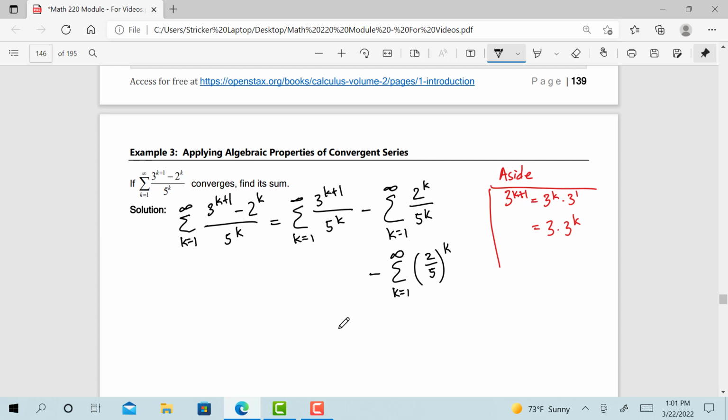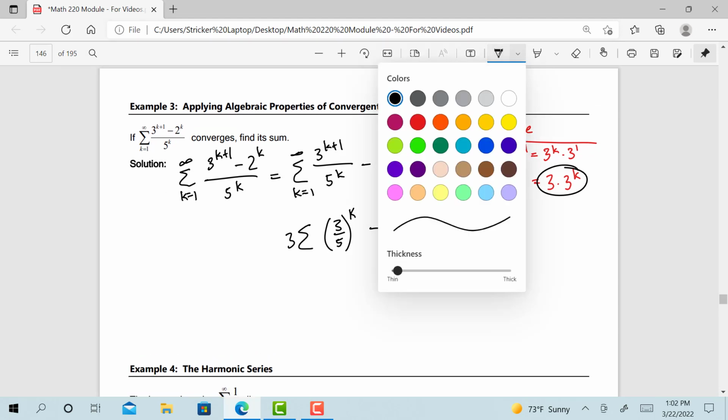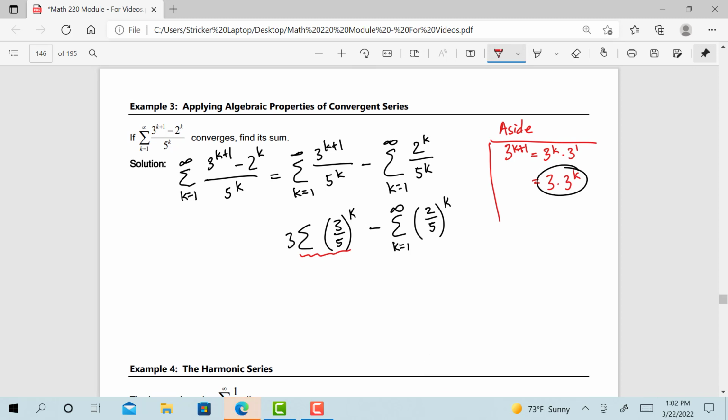2/5 is going to be less than 1. This one, though, it's not the same power, but if we rewrite 3 to the k plus 1 as 3 times 3 to the k, we have the sum of 3 times... We can pull that 3 out front, and then we have 3 to the k over 5 to the k, which, just like the last one, we can rewrite as 3/5 to the k. So we have 3/5 to the k power, which is, again, a geometric series that converges. So let's make a little note of that. The absolute value of r is 3/5, which is less than 1, so it converges. And same thing here. The absolute value of r is equal to 2/5, which is also less than 1, so it converges.